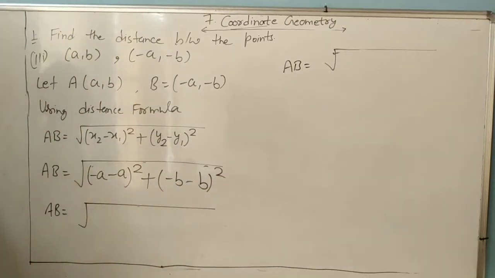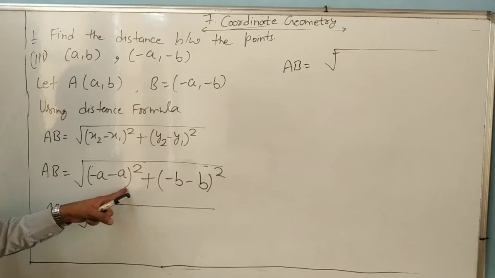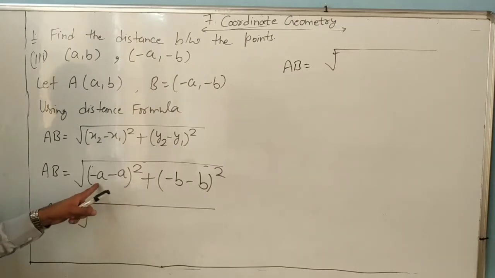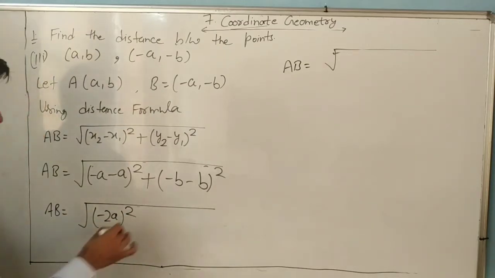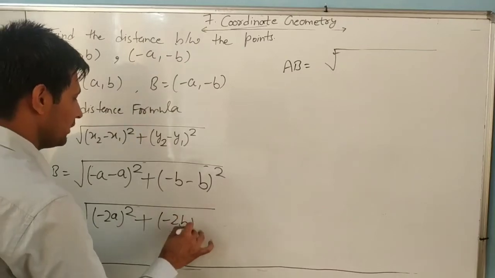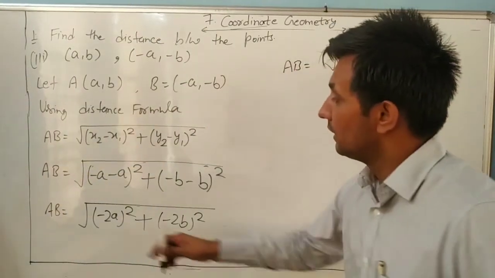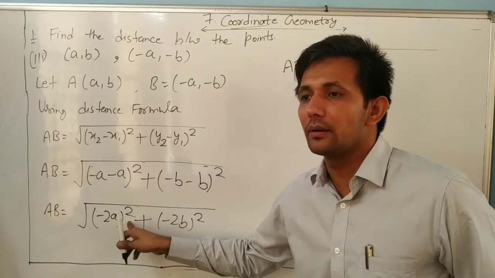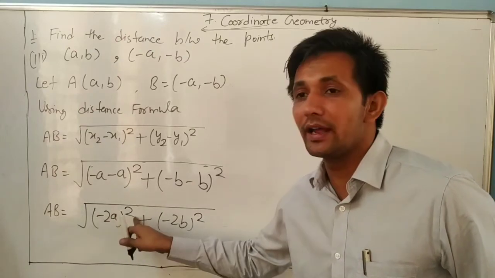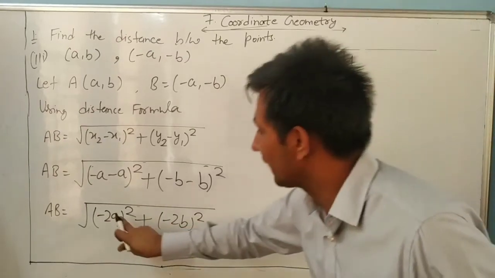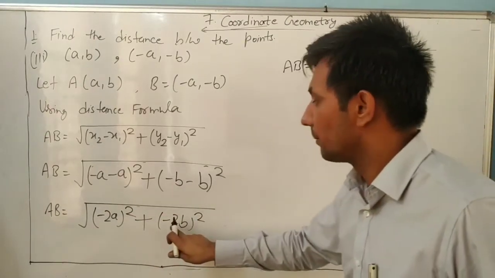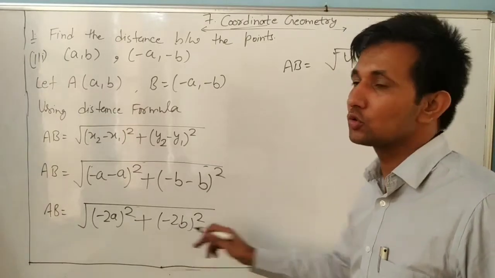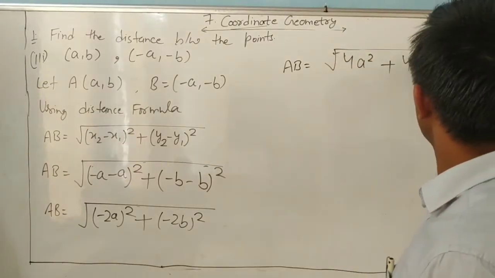Minus a, both are like terms. Like terms we can add and subtract. Both have the same sign. 1a plus 1a is 2a, and put the greater sign, minus 2a square plus minus 2b square. So the square of a negative number becomes positive. 2 square is 4 and a square, plus minus 2, square is positive, 2 square is 4 and b square.